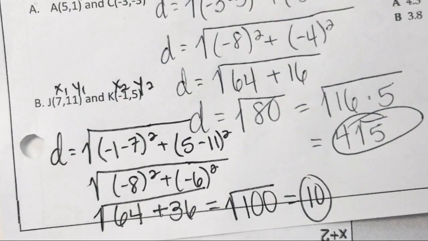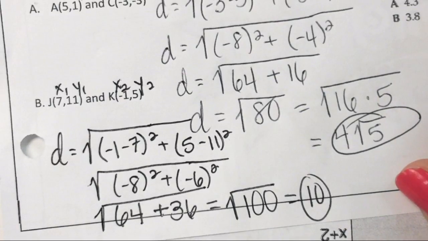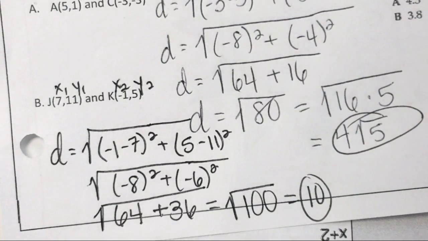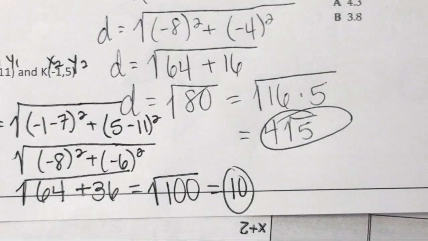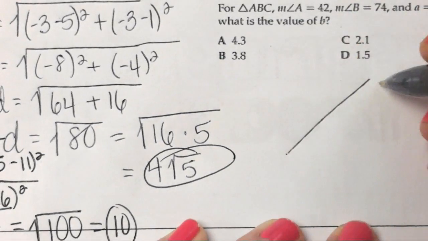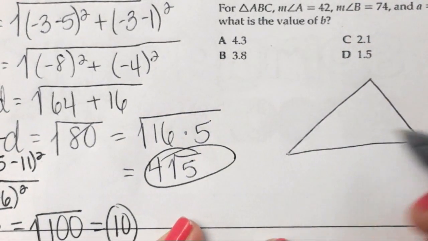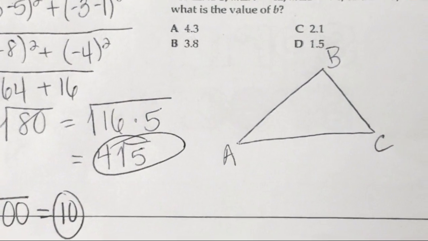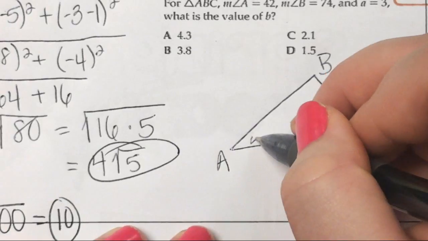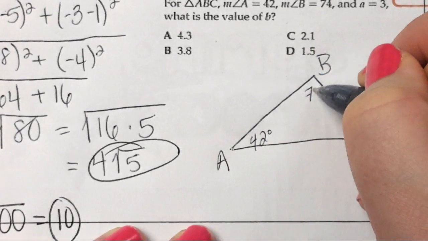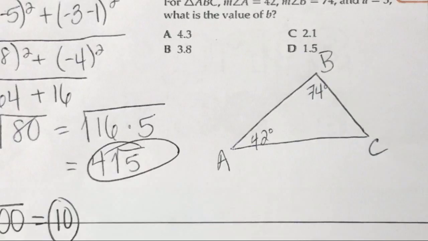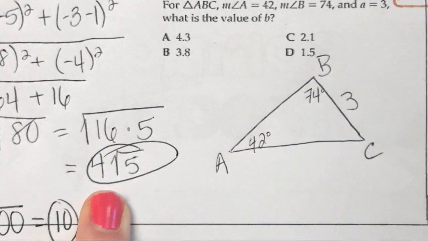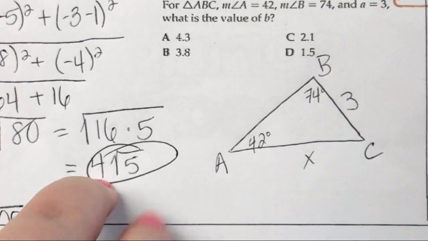It says for triangle ABC, measure angle A is 42, measure angle B is 74, and then it asks for the value, A is 3, what is the value of B? Okay, first thing I do is obviously draw a picture. So here's my triangle, ABC. They told me angle A is 42 degrees. They told me angle B is 74 degrees. They said side A is 3. Well, side A is across from angle A. And they asked for the value of B, so I get to put an X there.